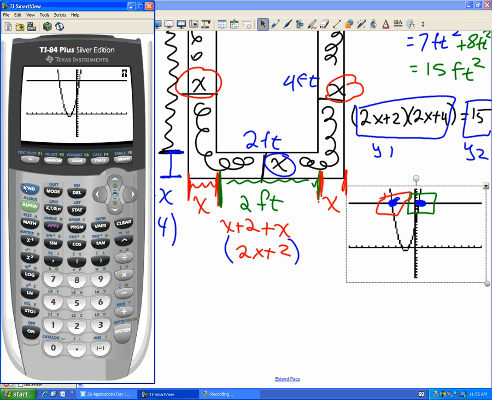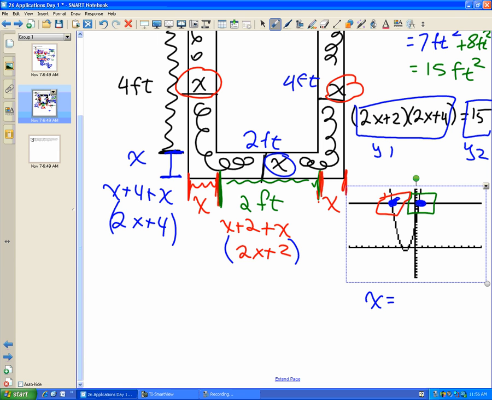So I'm going to go back to my calculator. I'm going to hit second trace to go to calc. I want number 5 intersection. First curve, enter. Second curve, enter. Guess, enter. And it gives me the intersection is 0.5. That 15 is constant. So I know that x is equal to 0.5 feet.